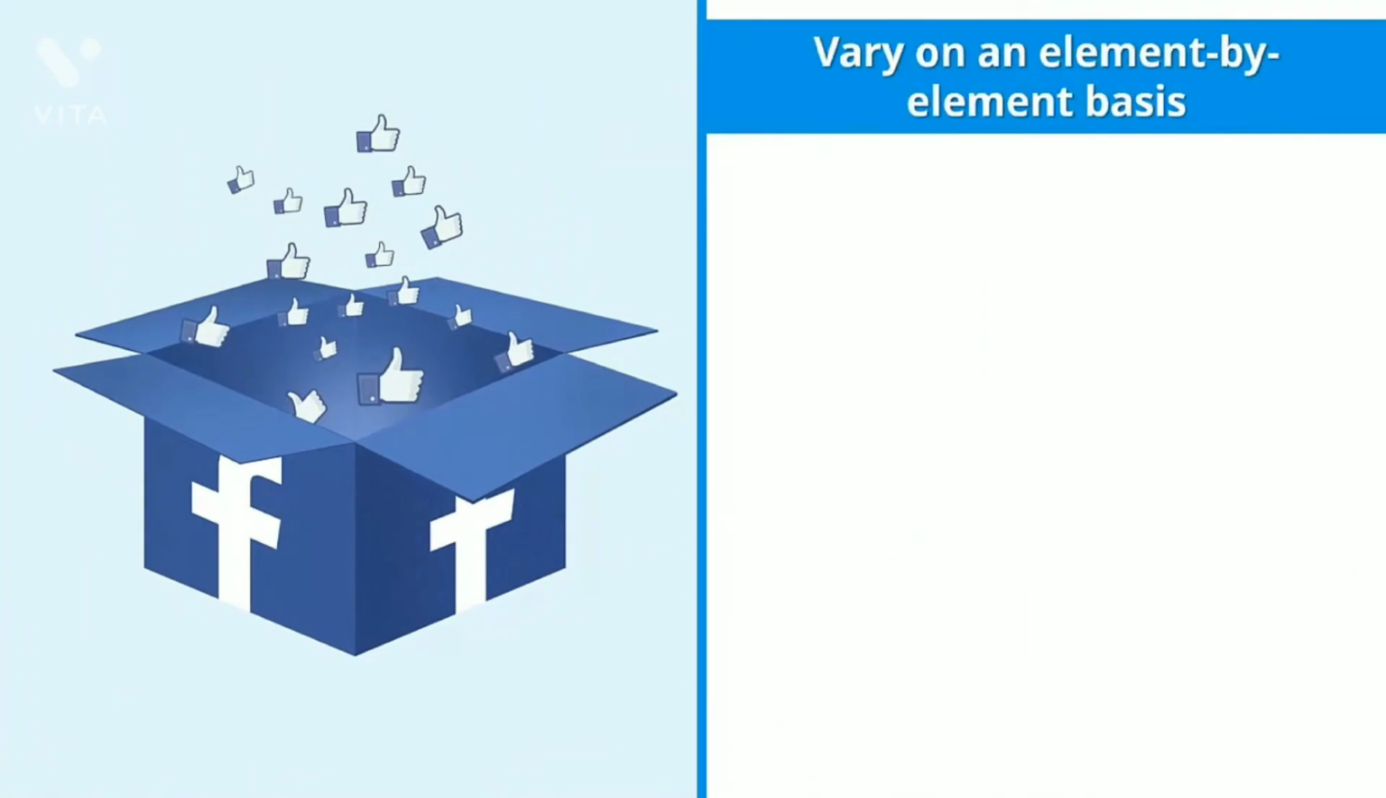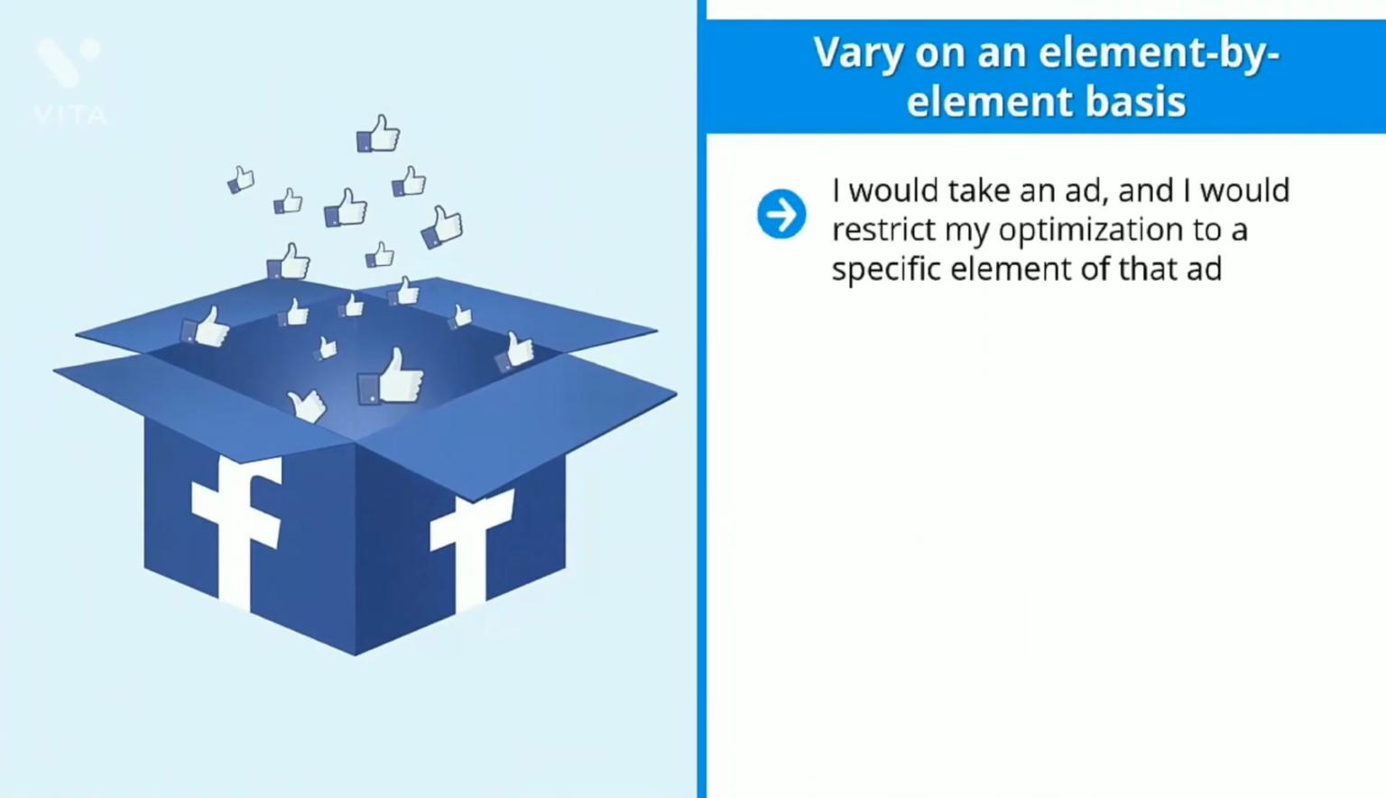Vary on an element-by-element basis. I would take an ad, and I would restrict my optimization to a specific element of that ad. Every ad actually has many elements. There is the graphics, the heading, the description, the link. I would start with one element, and I will come up with different versions.